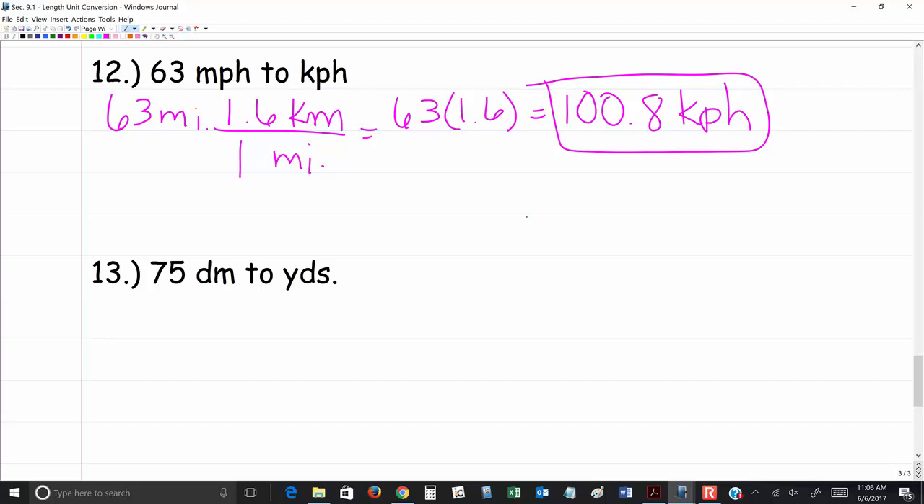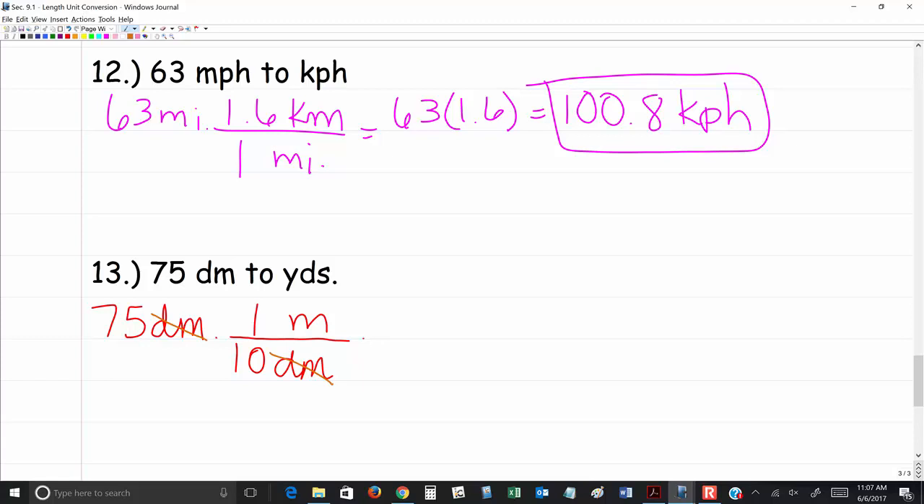And then 75 decimeters to yards. Okay, this will be a fun one. 75 decimeters. I am always going to want to take that directly to meters. So 1 meter contains 10 decimeters. Okay, so I got rid of decimeters. So now I'm at meters. I'm trying to go to yards.